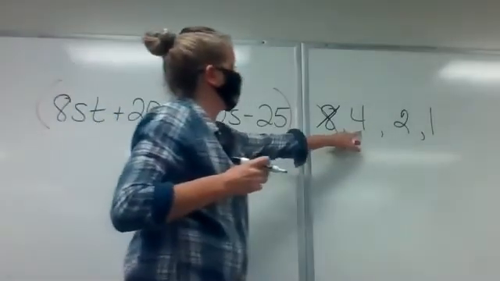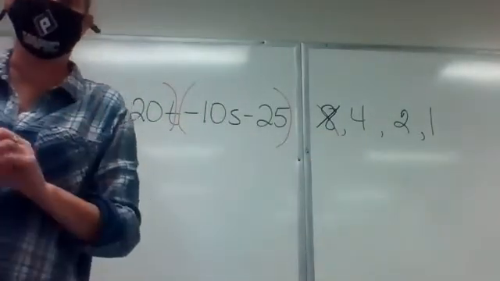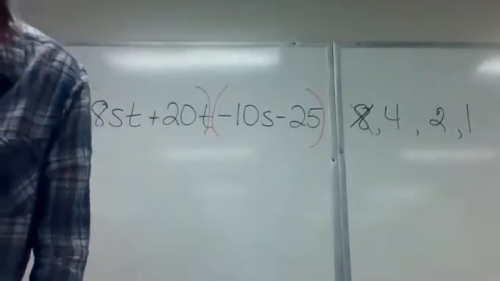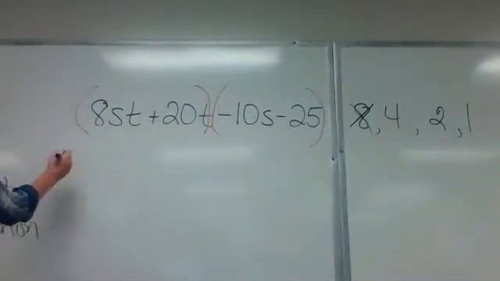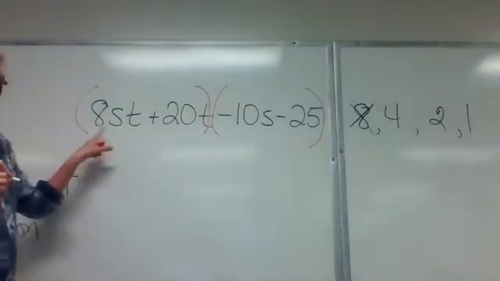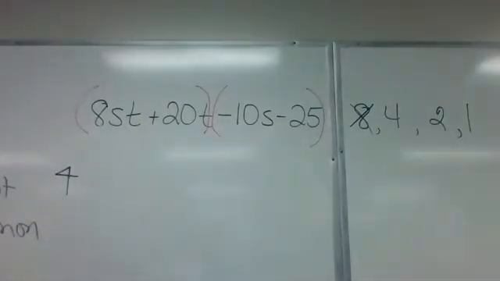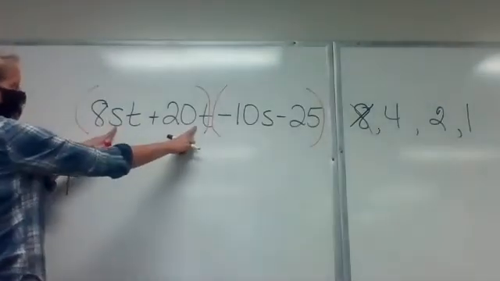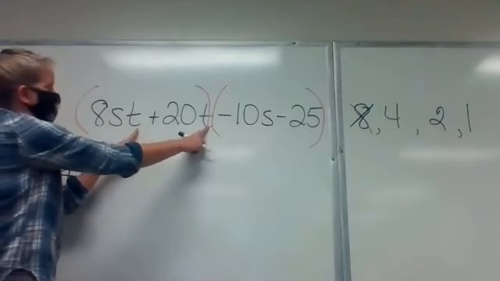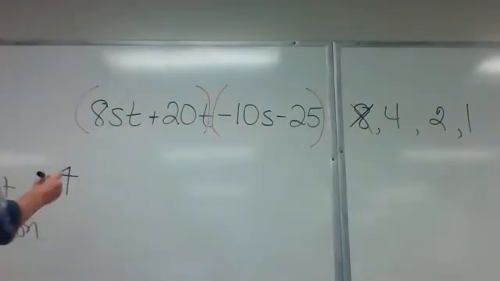Moving down the line, does 4 go into 20 evenly? It does, 5 times, right? If you divide 20 by 4, you get a whole number. So 4 is the biggest number that will go into 8 and 20. So I'm going to pull out a 4. Let's see, what else do they have in common? Do they both have S's? No. But do they both have T's? Yes, they both have T to the first power, which means I can pull out a T.